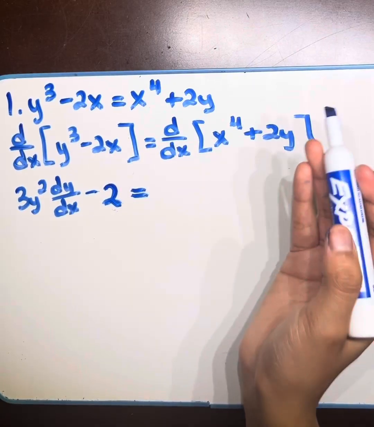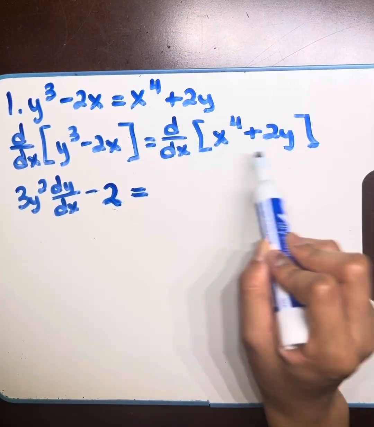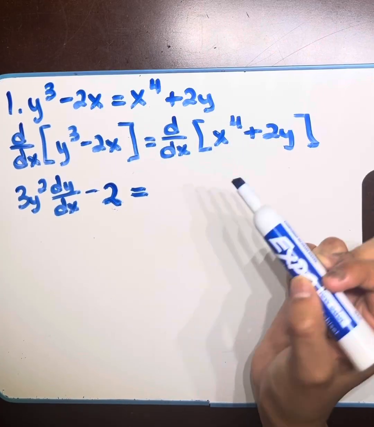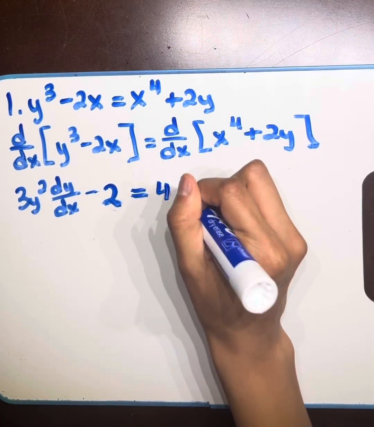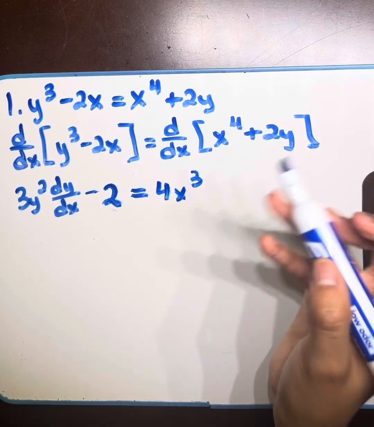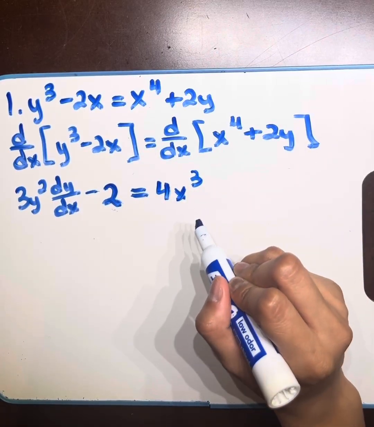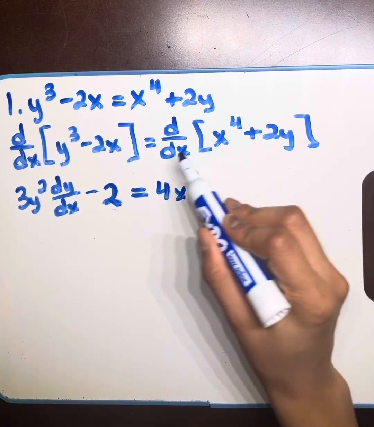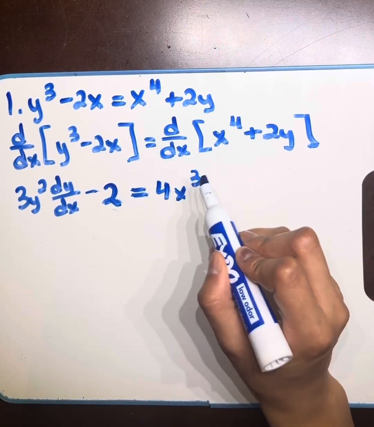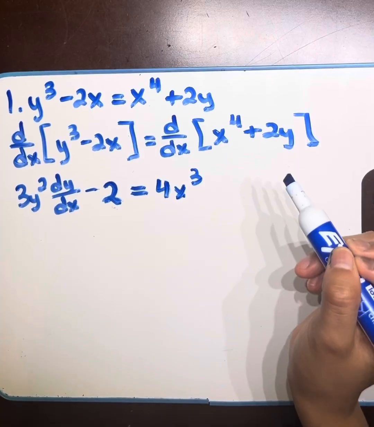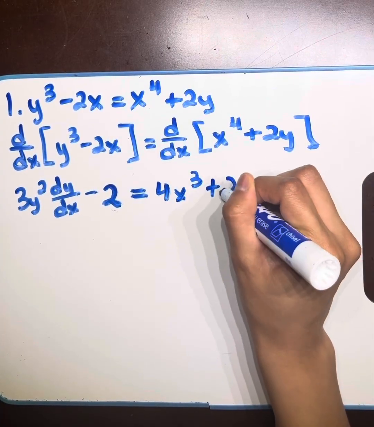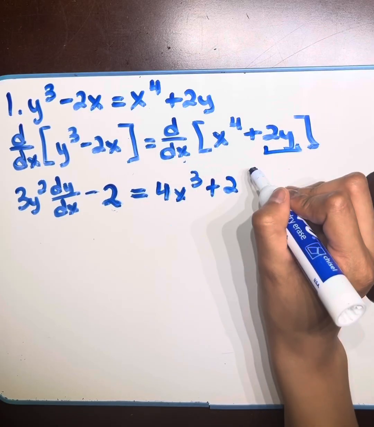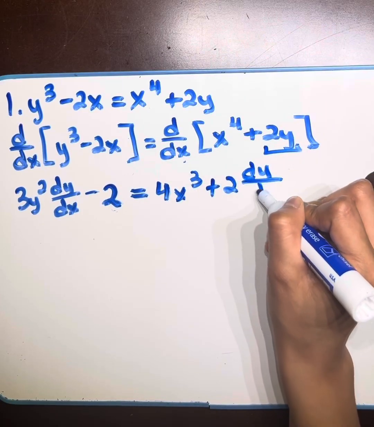Now this is equal to this part of the implicit equation. So the derivative of x to the 4th power would be 4x cubed. We don't have to include a dx over dx because it just becomes a 1, and it leaves us with 4x cubed. Now if we find the derivative of 2y, we know that's just 2. But since we took the derivative of a y term, we have to add our dy over dx.